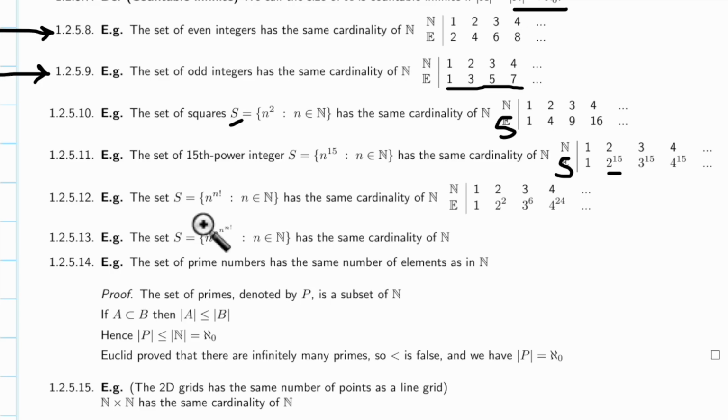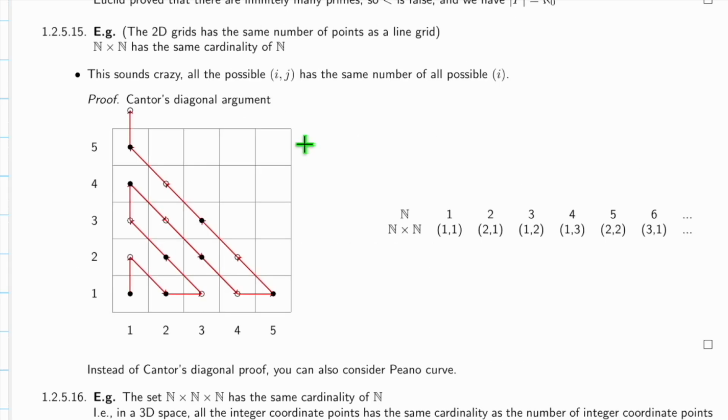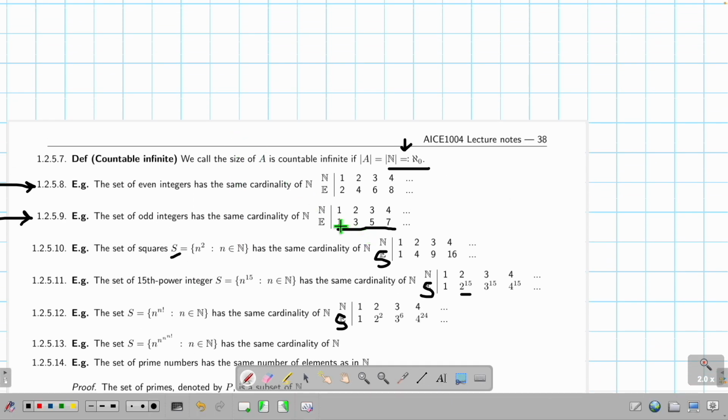n to the n power factorial also has the same size as n. Okay, again, this is S. And the same, n to the power n to the power n to the power n factorial has the same cardinality as n. Because you can always construct this, then they have the same cardinality. All these sets, that means from this arrow to this, all have the same number of elements. These are just one-dimensional sets, so you have a list of numbers.